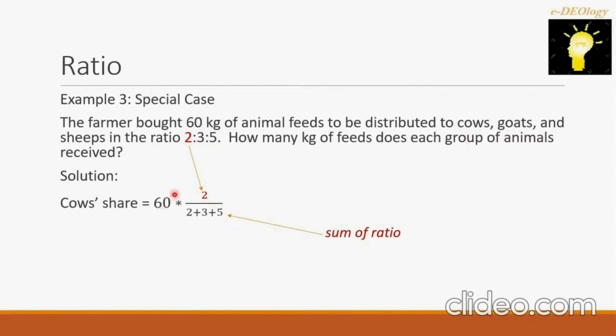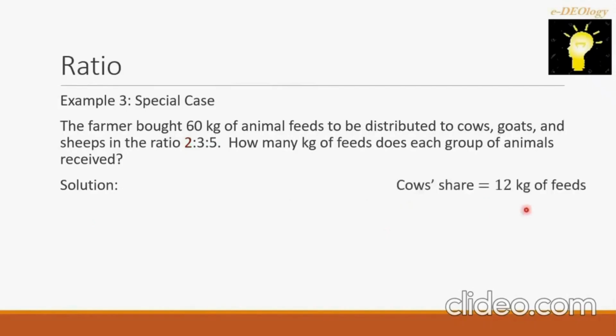The next step: we multiply this 60 by number 2, and in the denominator, we take the sum. As we see here, it is 120 coming from 60 times 2, and the 10 comes from the sum of the numbers in the denominator. Then we divide. 120 divided by 10 gives 12, or 12 kilograms of feeds. This is for the cows. So let's put it aside here.